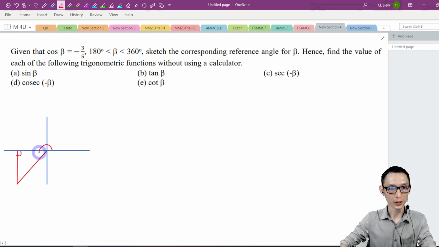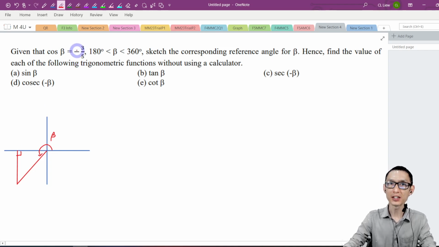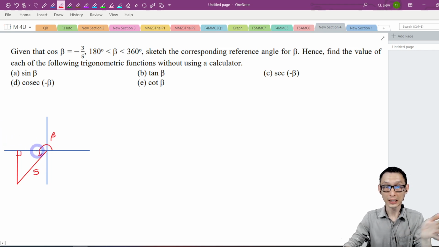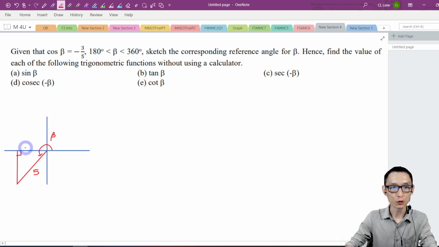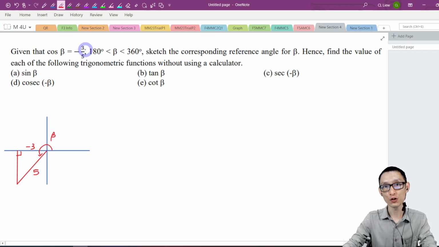Okay, so the beta is over here. Now, cosine is equal to CAH, adjacent divided by hypotenuse. But we have a negative here. So where should I put the negative? Remember, the hypotenuse is always positive. So this 5, put it here. I don't have to add a negative. But now, this is on the left hand side of the y-axis, so I'm going to add a negative for it. So CAH, I will be able to get -3/5.